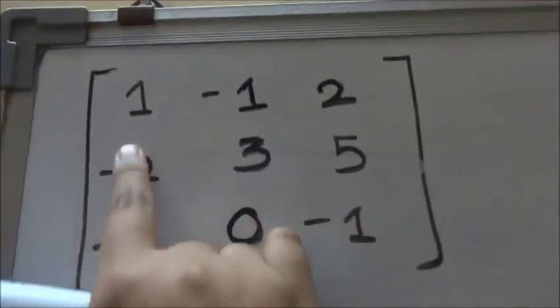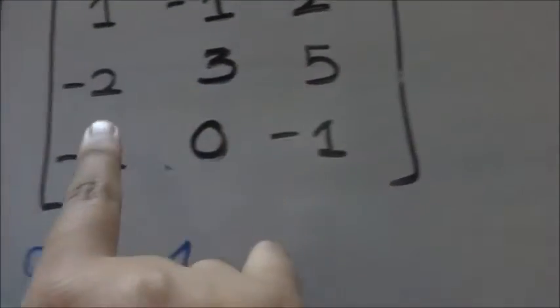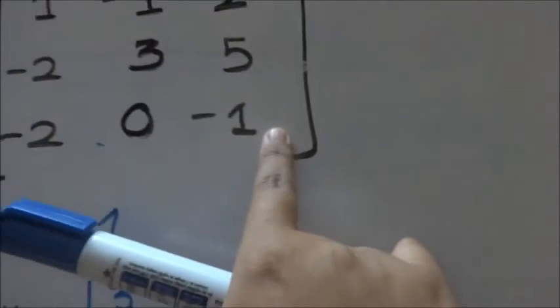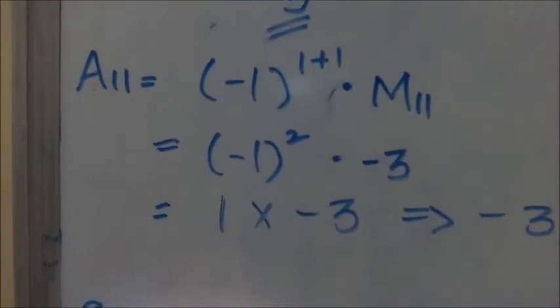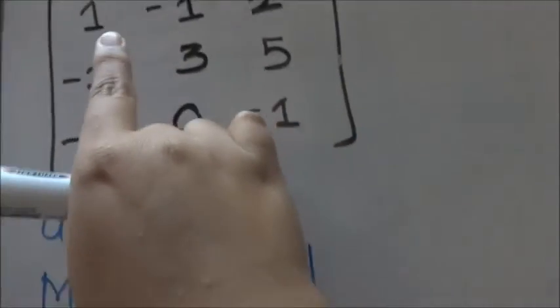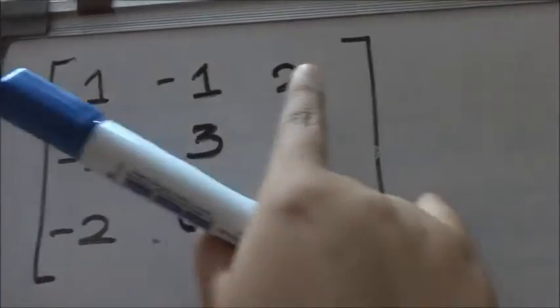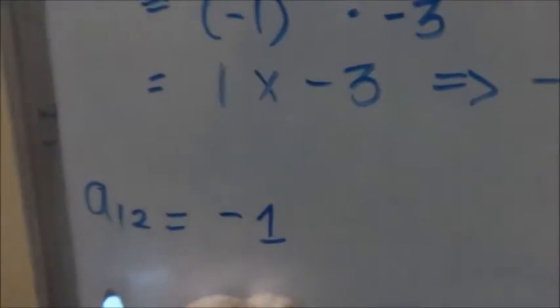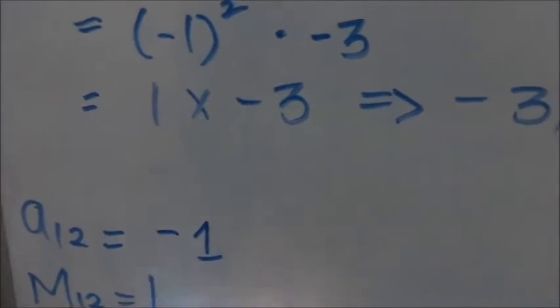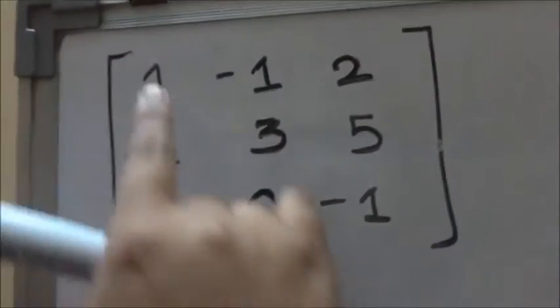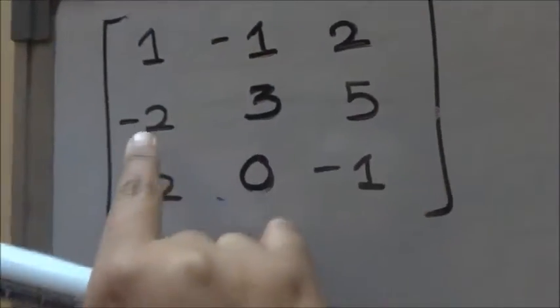Now next we have to calculate in the same way A12, A13. We will go in this order: A11, A12, A13, A21, A22, A23, A31, A32, A33. Okay. Now next is A12, which is the number lying on the intersection of first row and second column, which is minus 1. So we will write it down here. Now next is M12. So for the determinant, we have to find out except these rows and columns, so minus 2, minus 2, 5 and minus 1.